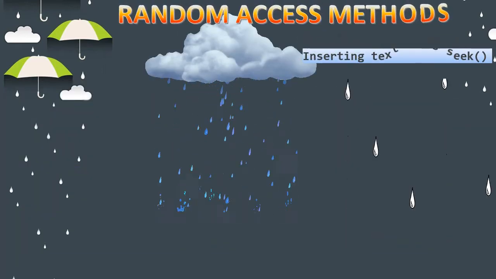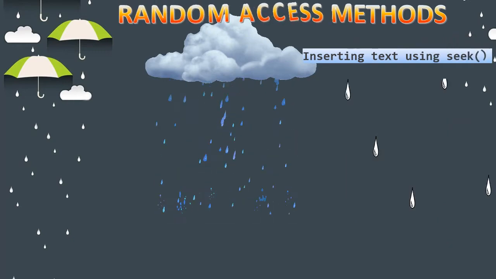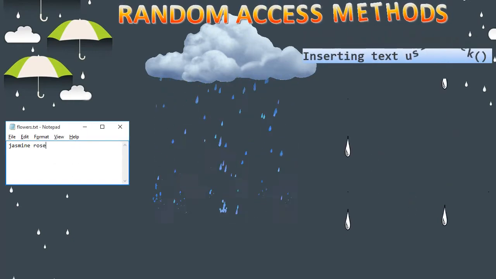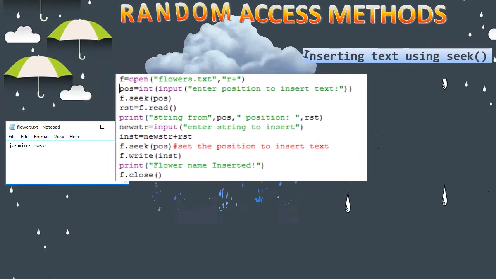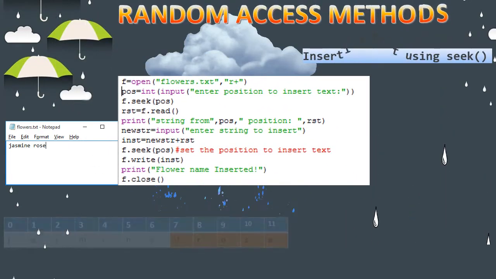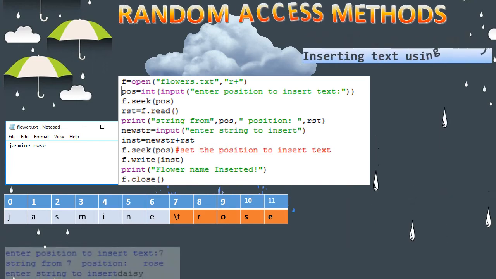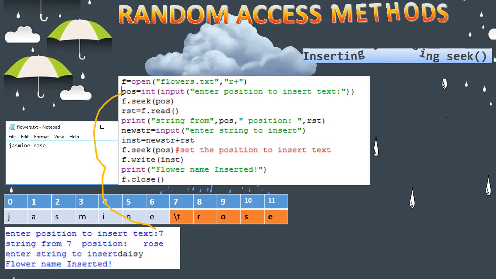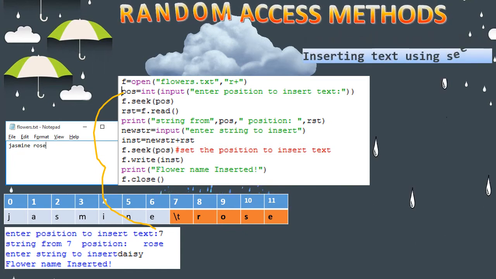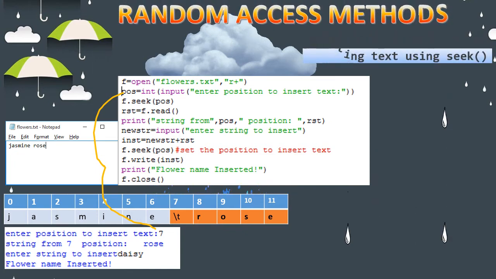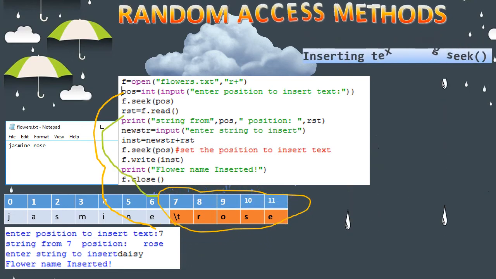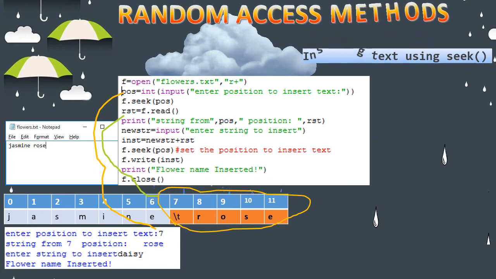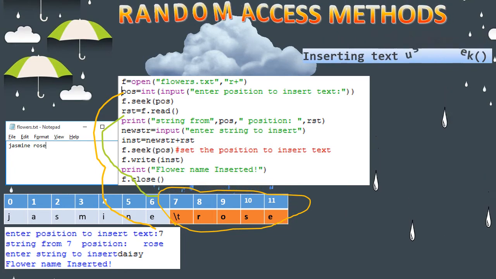How to insert the text without overwriting? We can see this using the seek method in this program. So consider the same file. First, enter the position to insert, the seventh position, and we have set the position. Okay, seventh position set, and then read all the characters. From the seventh position onwards, the remaining characters we have to keep, because in the previous program it was overwritten.